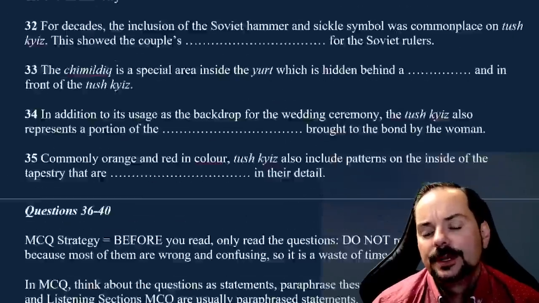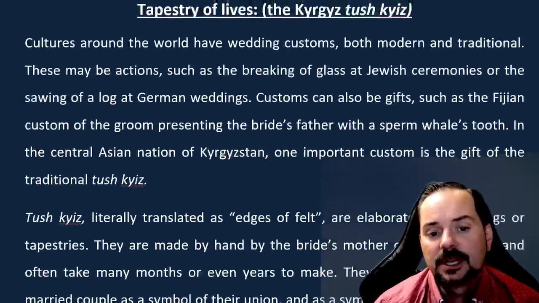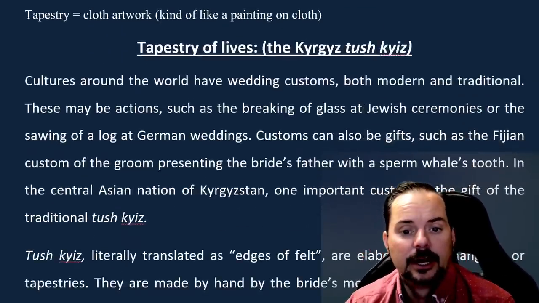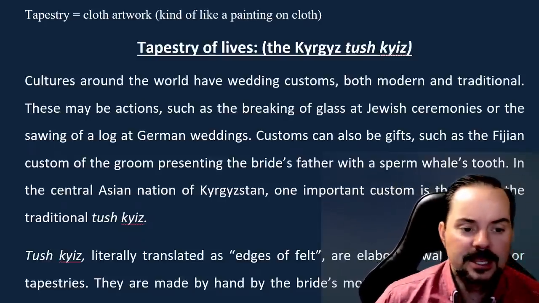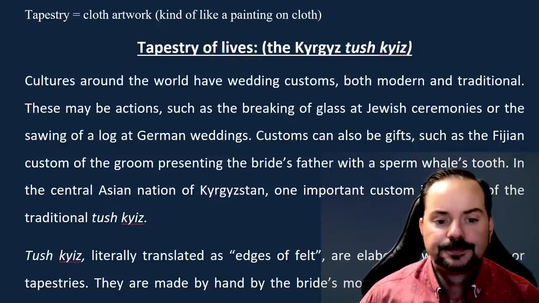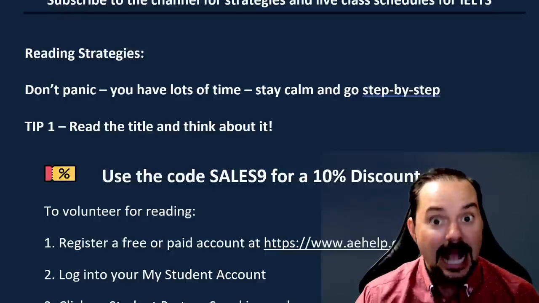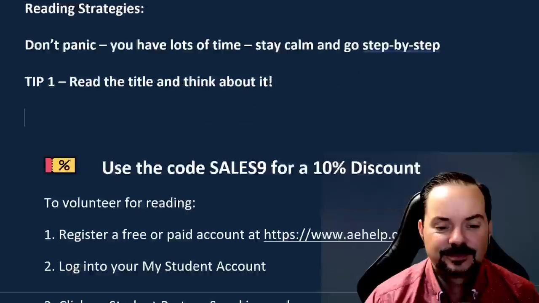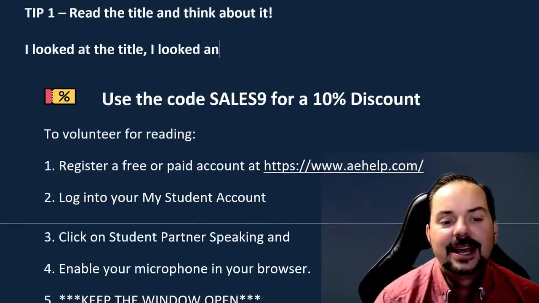Okay. So at this point, it's fair to say that some readers would still really not know what is the meaning of tapestry and what is the meaning maybe of a Kyrgyz tushkits. All right. So what do I do? Okay. It's a very good question, especially if you're in the IELTS. Do I now panic? No, I still don't panic. Okay. So I looked at the title. I looked at the questions.